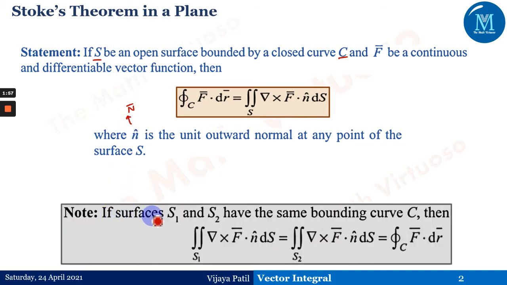So notice, if surfaces S1 and S2 have the same bounding curve C, then the surface integral over S1 of del cross F bar n cap ds is the same as the double integral over the surface S2 of del cross F bar n cap ds, which is equal to the line integral, the integration over the closed curve C, F bar dot dr bar. This is also a very important note to write down. We can solve a few examples using this note.